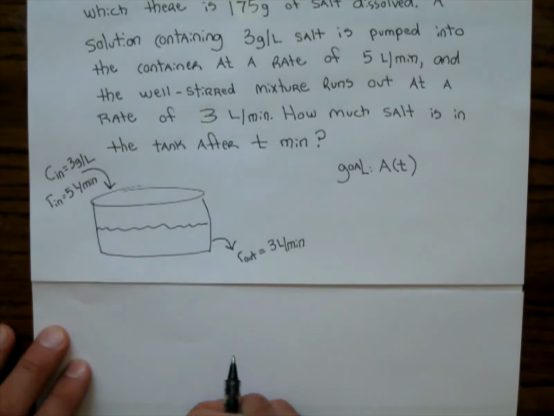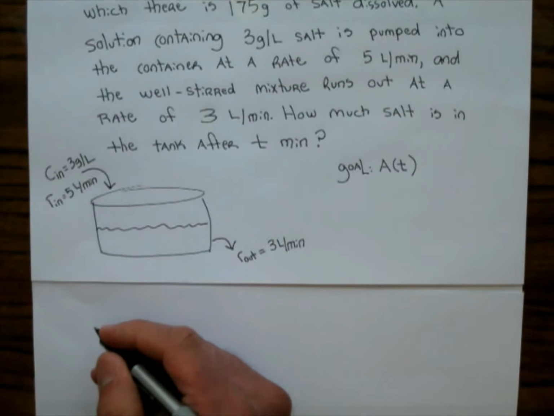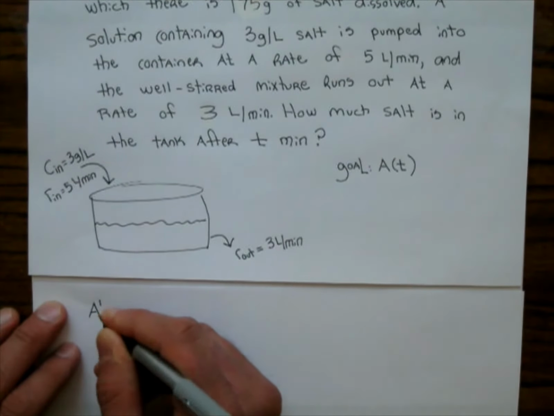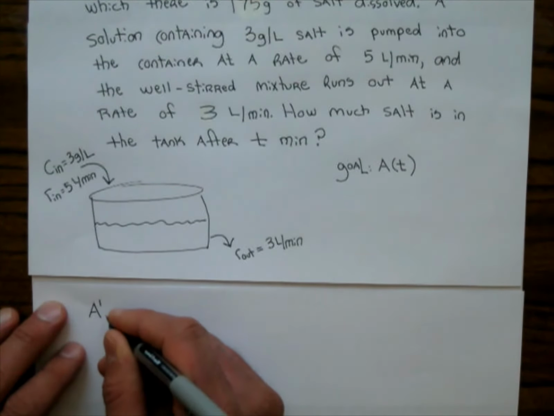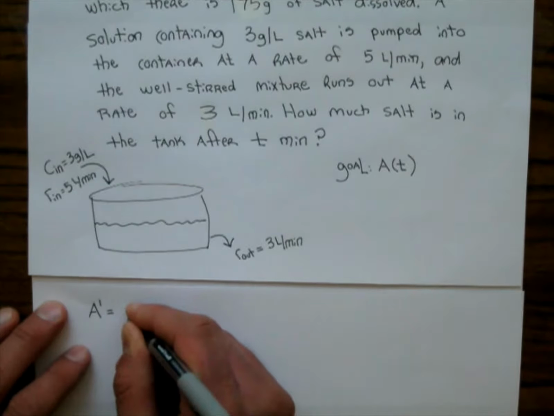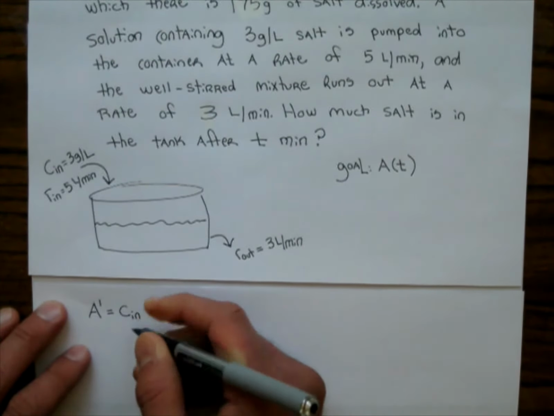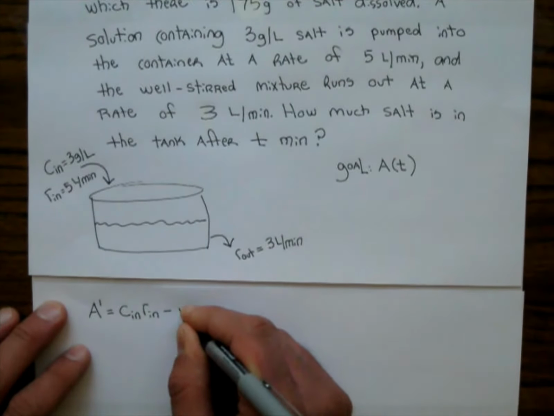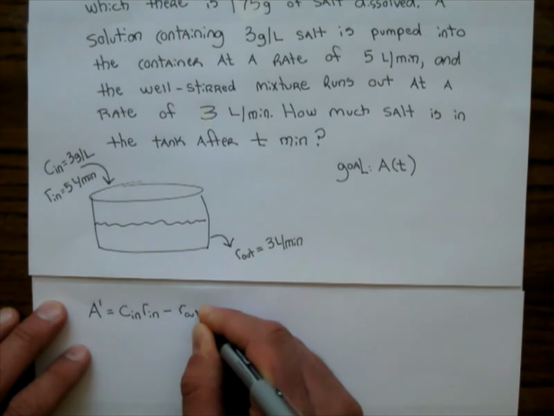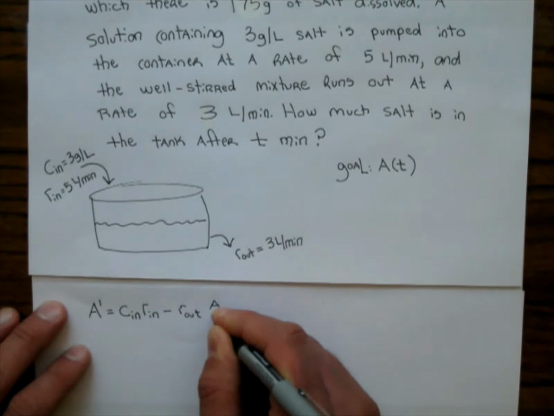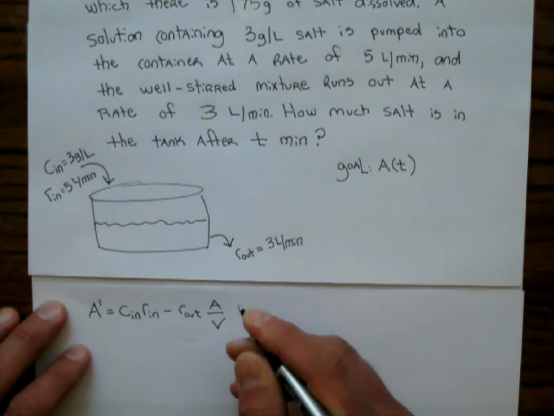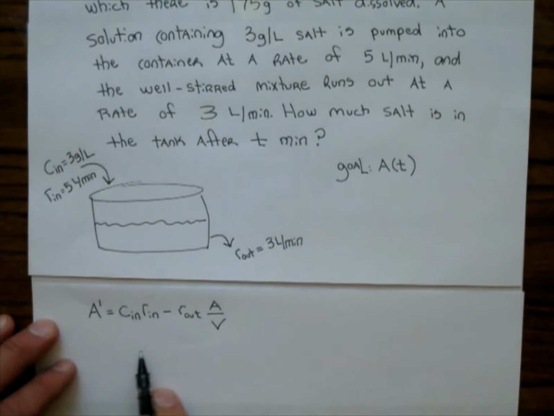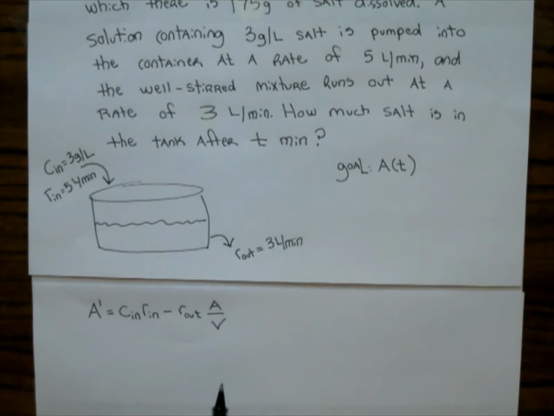We have that formula that we wrote out, which I'm going to write as A prime equals C in R in minus R out times A over V. I'm writing it differently than we saw on that typed-up sheet. Now I know that A and V and A prime are functions of t, but I'm going to write it like this because it's simpler on my eyes.